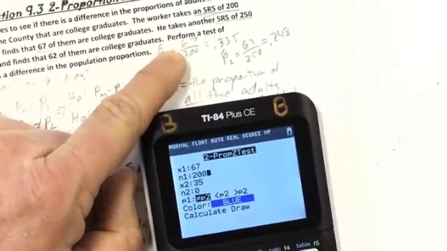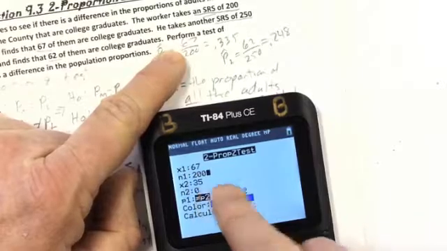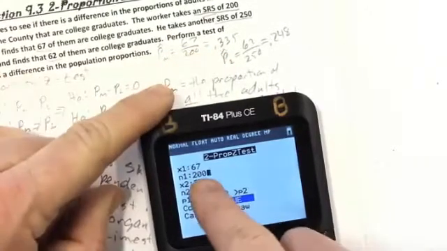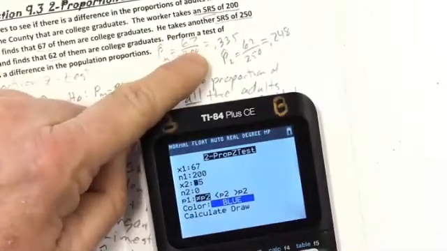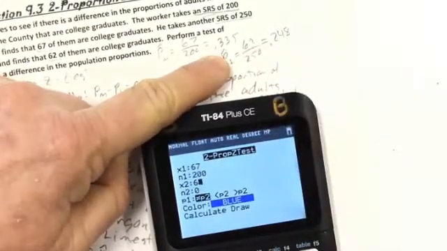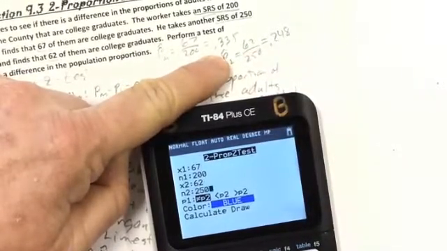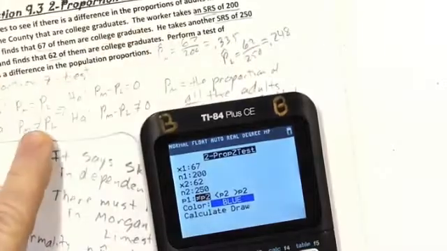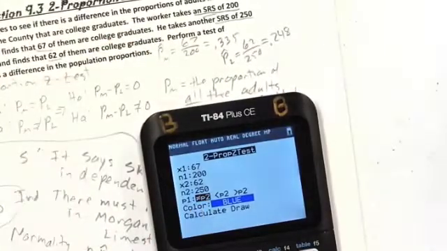Please don't put your p hat there. Put your x and your n for both of them. Don't put 0.335 there. All right, and then our second, it'd be 62 out of 250. 62 out of 250. So like that. Our alternative is not equal to, so we put not equal to there.